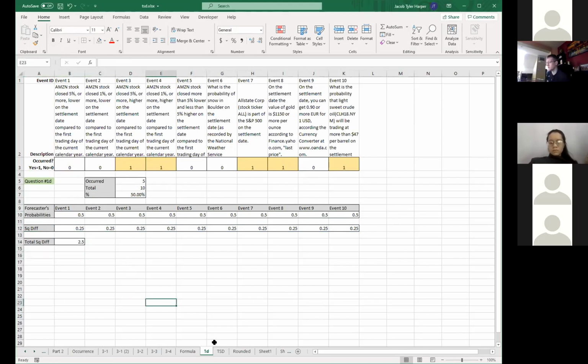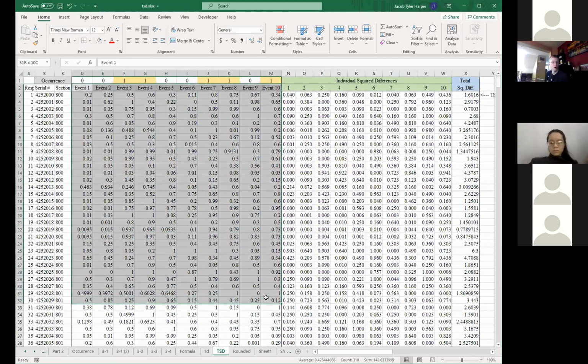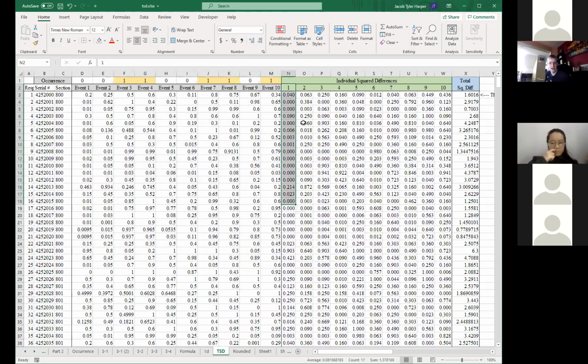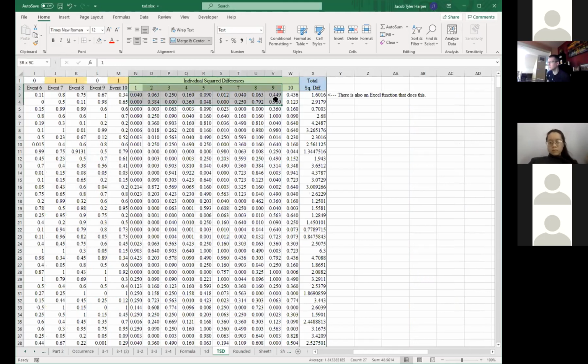What we were actually interested in is doing this exact same process over here with all this raw data. But I just did the same thing as before, just one at a time, looked at the squared difference between the first prediction and the first occurrence squared. You get 10 of these, and then you can add them up.